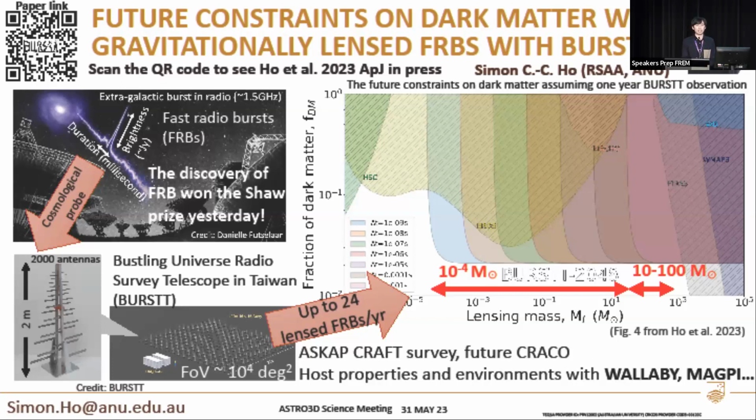With this number, we can have a better constraint on dark matter, limiting primordial black holes down to 10 to the -4. And we also cover the 10 to 100 solar mass region that no one did before. So in the future, we can extend this work with telescopes like ASKAP, or we can do some follow-up analysis with Wallaby or Magpie to study their host properties and environments.